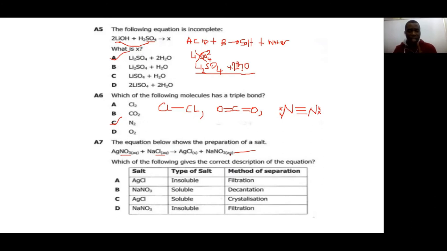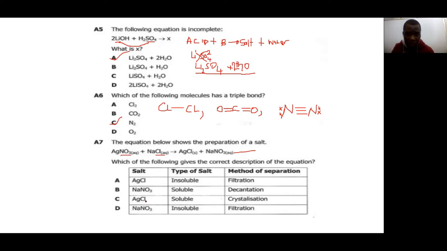Having analyzed that, let's check what our question says. It says, which of the following gives the correct description of the equation? So for the salt, they've given us silver chloride, and they are telling us that this is an insoluble salt, which is true. Then the method of separation here, it's definitely filtration, because we have a solution and a solid. So filtration is not going to work, sorry. So let's go to this one, sodium nitrate. Yes, it is a soluble salt. Now, how can it be separated from this guy here? Okay, we put that on question mark.